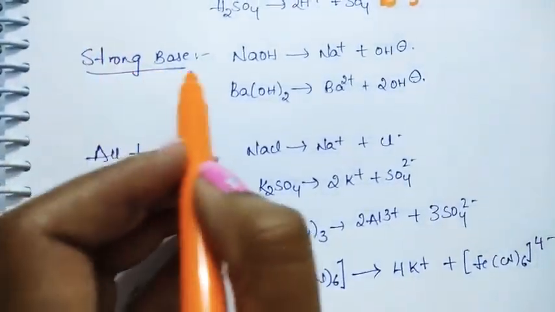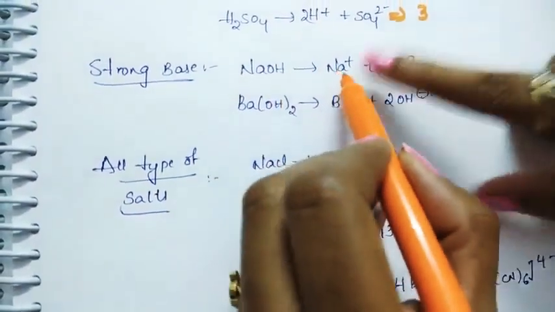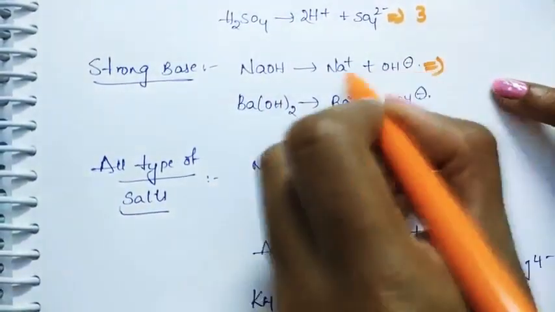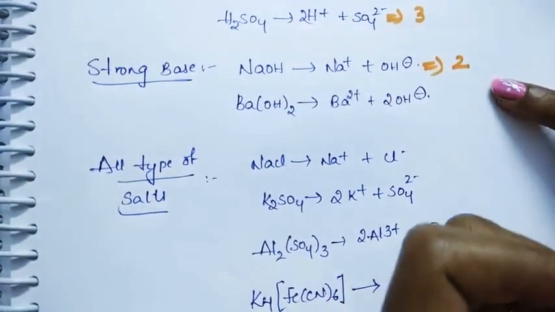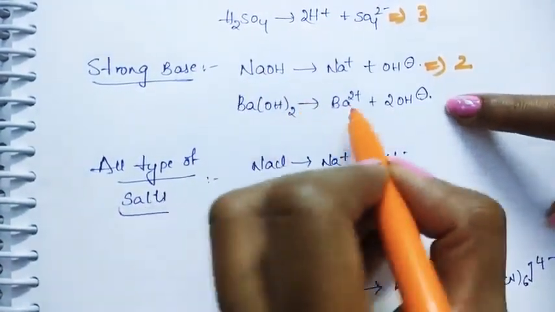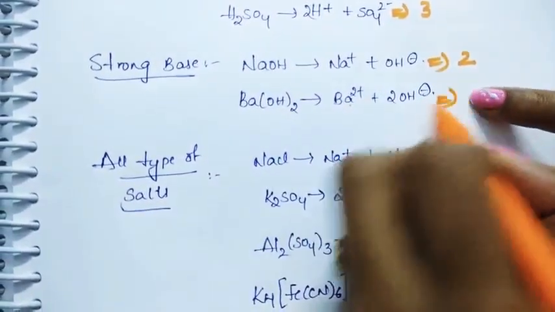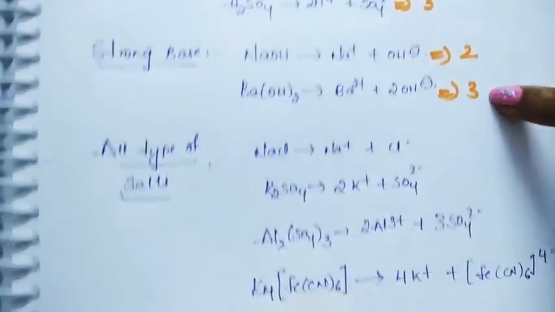Let us see for strong bases like NaOH, it gives Na+ and OH- ions. What is the n value? 2. So Van't Hoff factor is also 2. Ba(OH)2 gives Ba2+ and 2OH- ions. What is the n value? 3. So Van't Hoff factor is also 3.